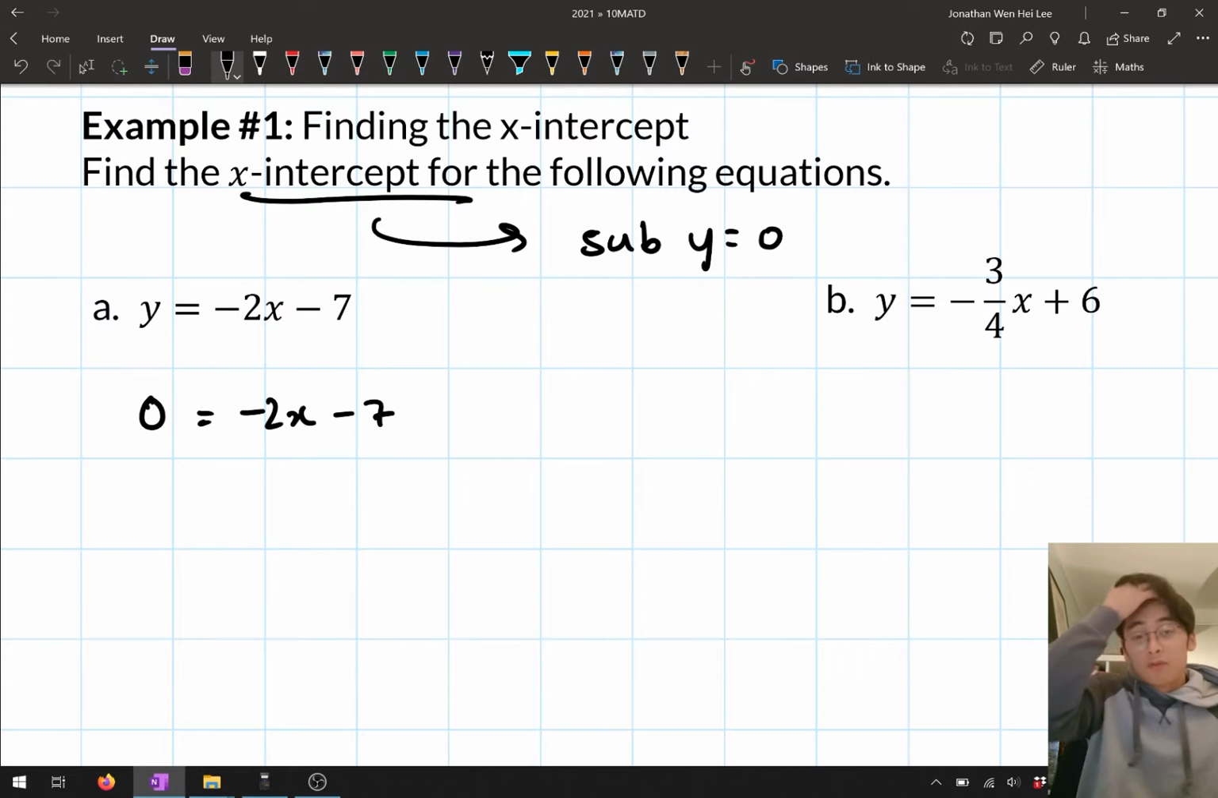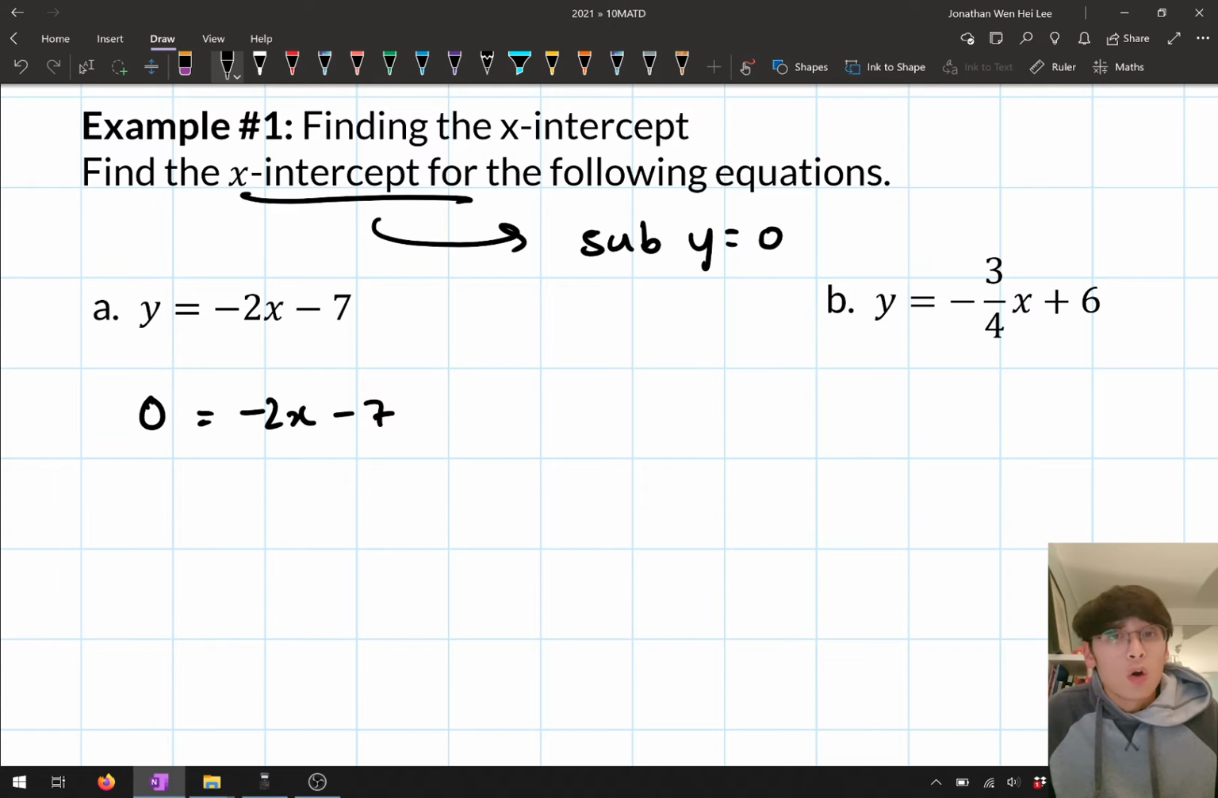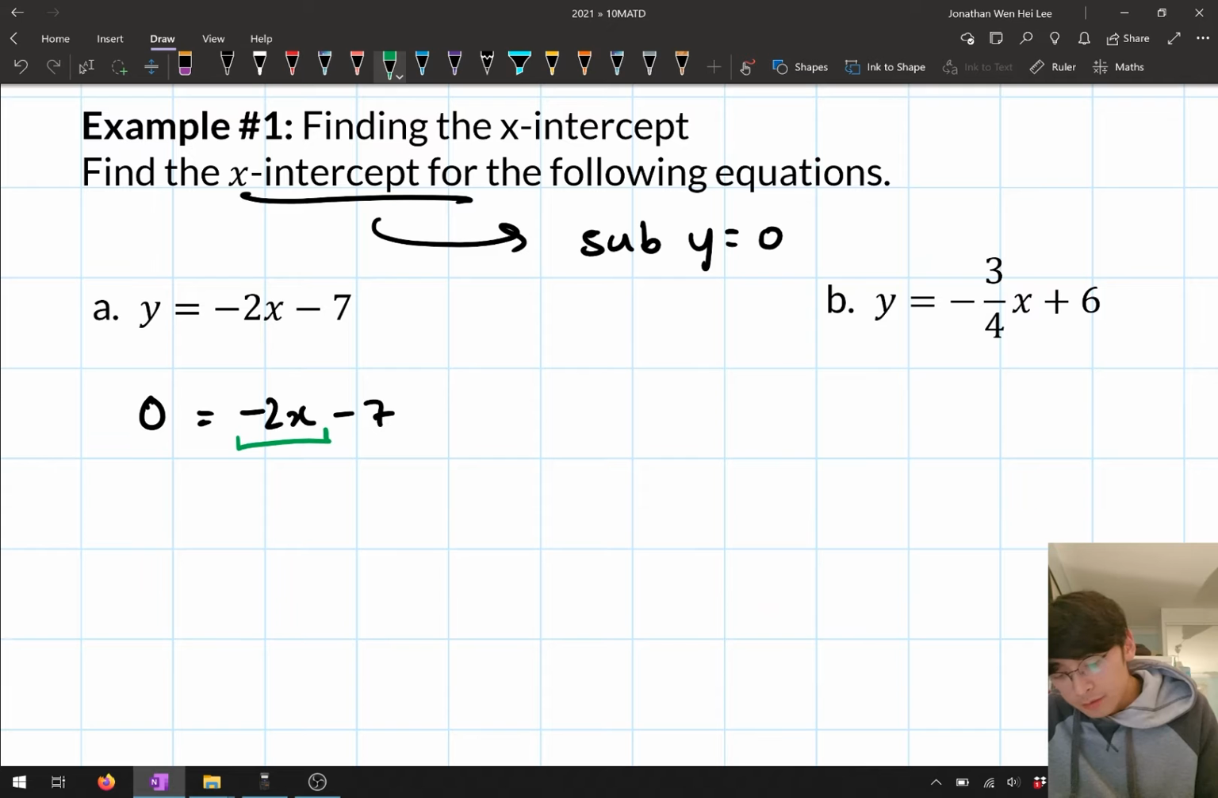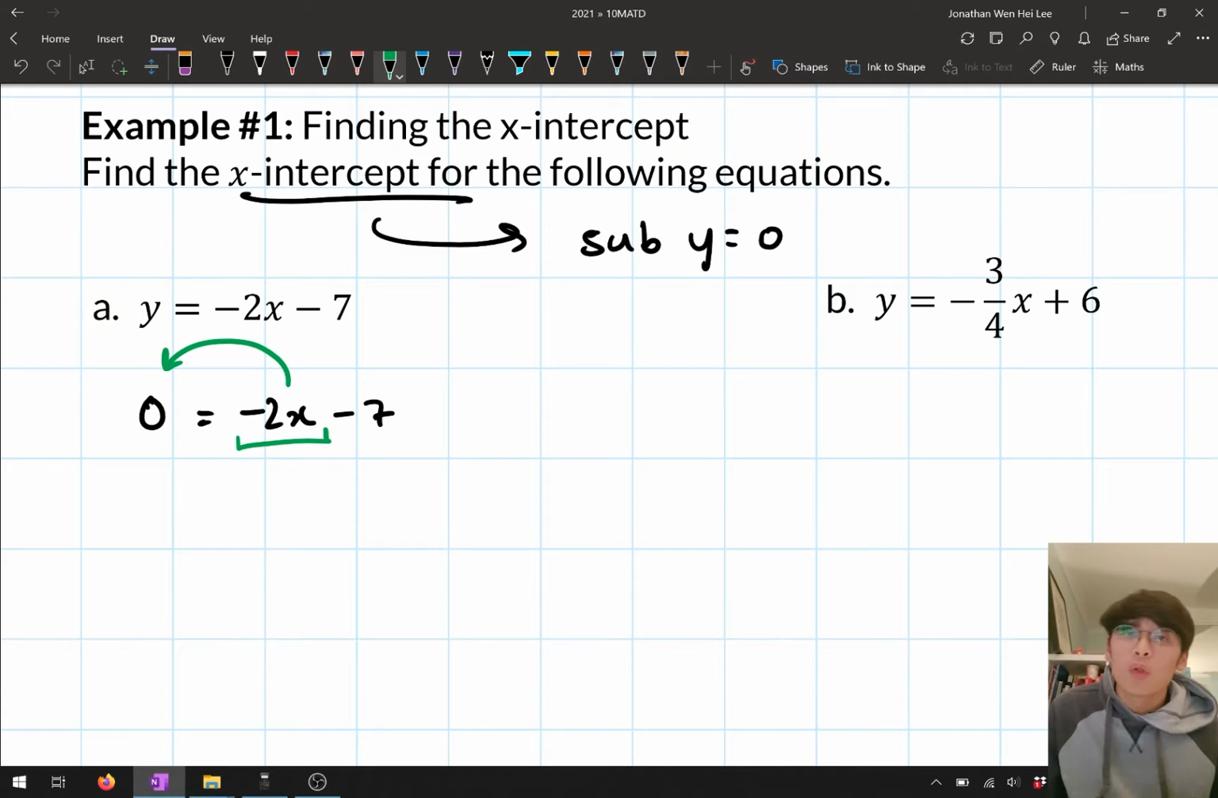All I've done here is I've replaced y with 0. Now what we want to do is find the value of x which makes this equation make sense. So we're solving for x. What I recommend you do, if you've got a negative, we're going to move it to the other side. We're going to move all the x terms to one side and all the numbers to the other side.